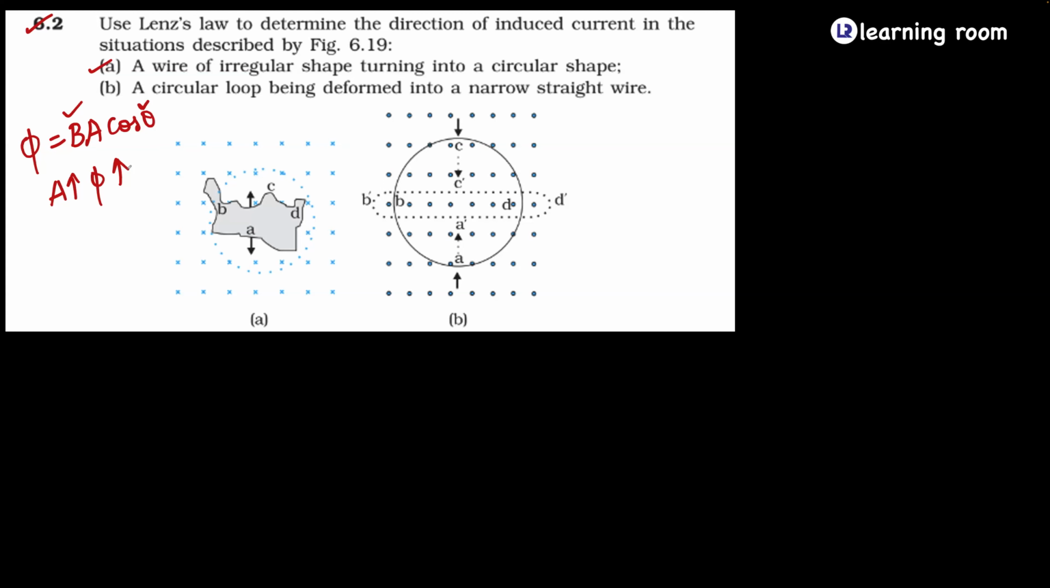So when flux is increasing, the coil should generate the pole which it is facing. The coil is facing us. Since we are north pole, and since flux is increasing, what pole will get generated? There will be a north pole on the side which is facing us. Since it's north pole, what should be the direction of current? Anti-clockwise. Anti-clockwise means it should be A, D, C, B, A. Is that clear? So it should be A, D, C, B, A.